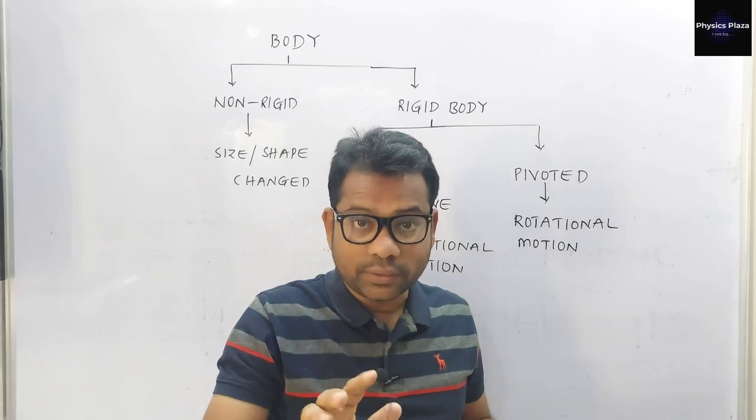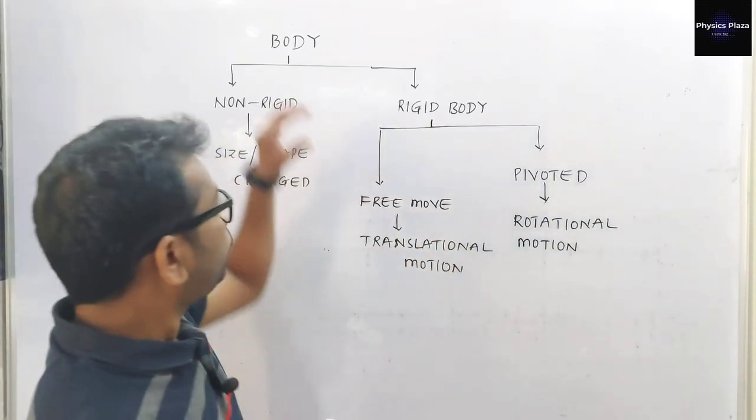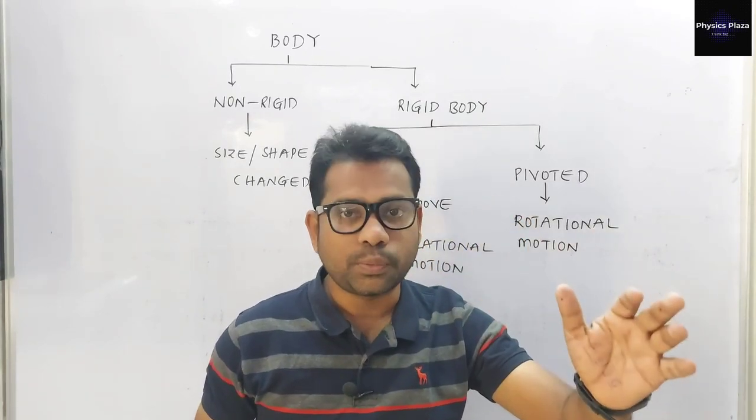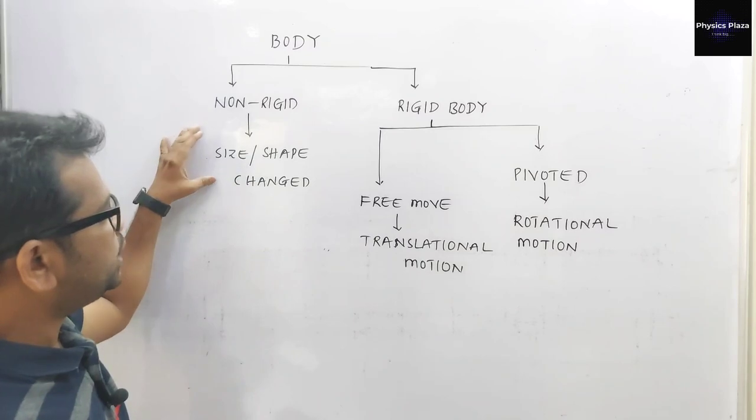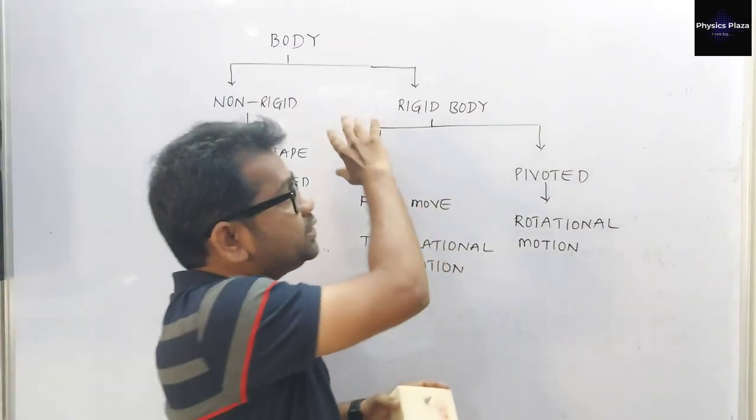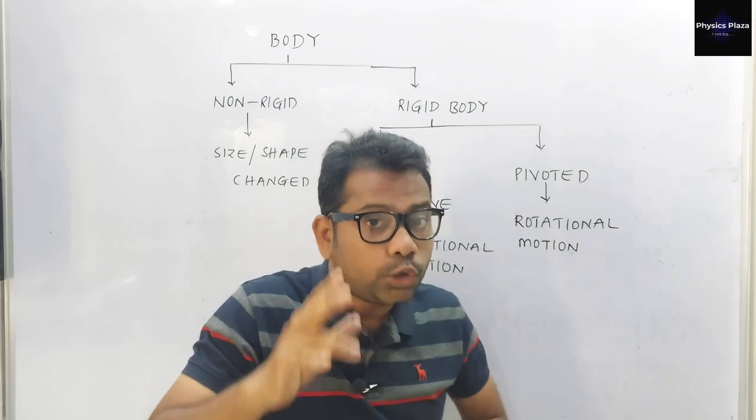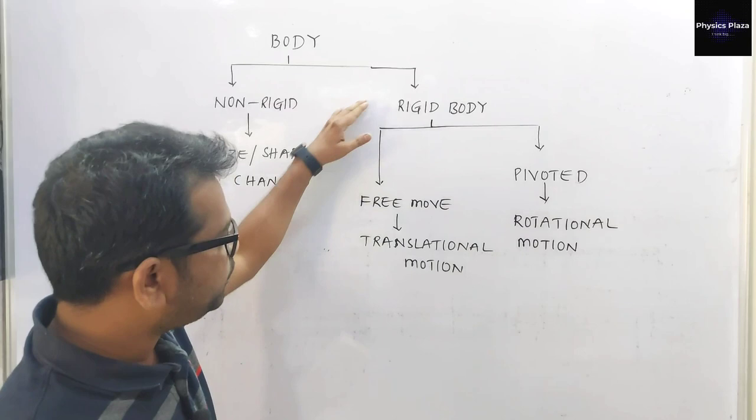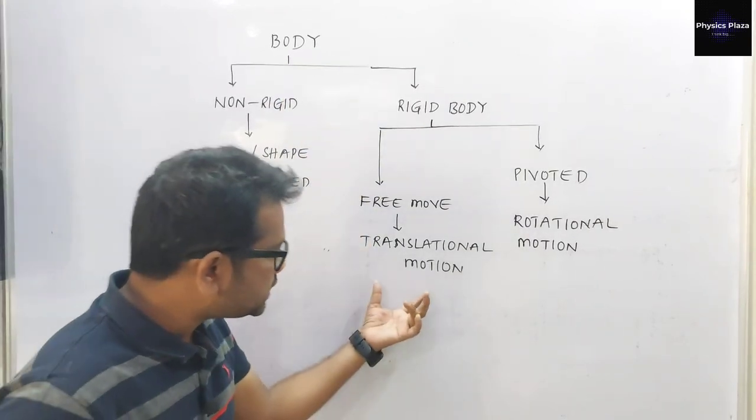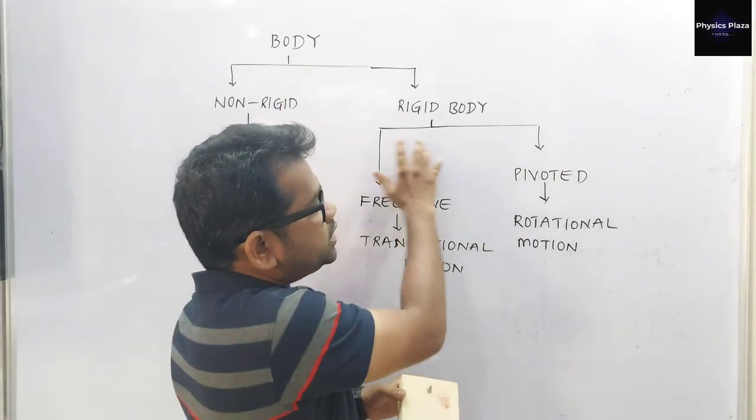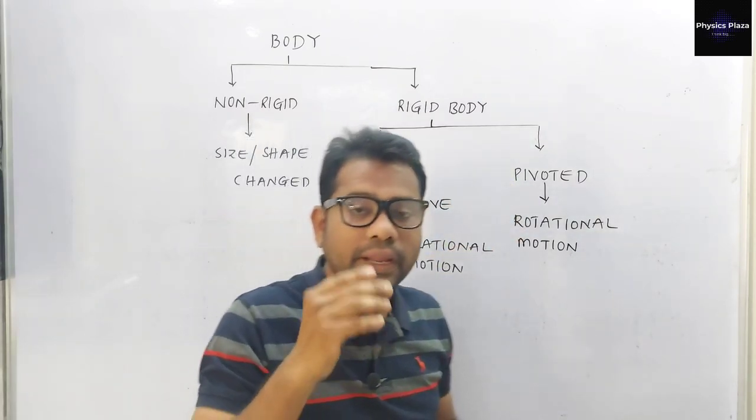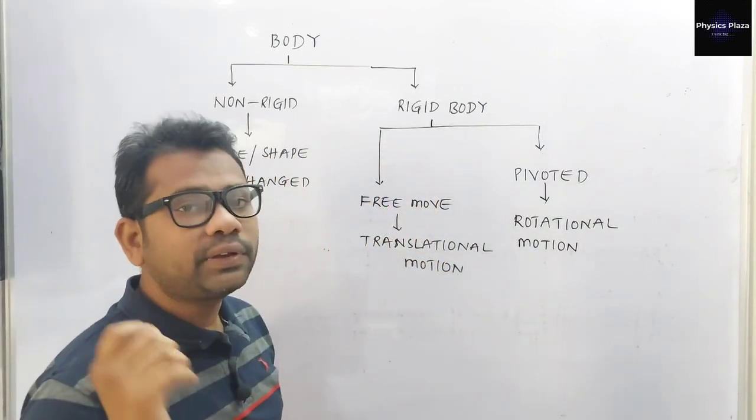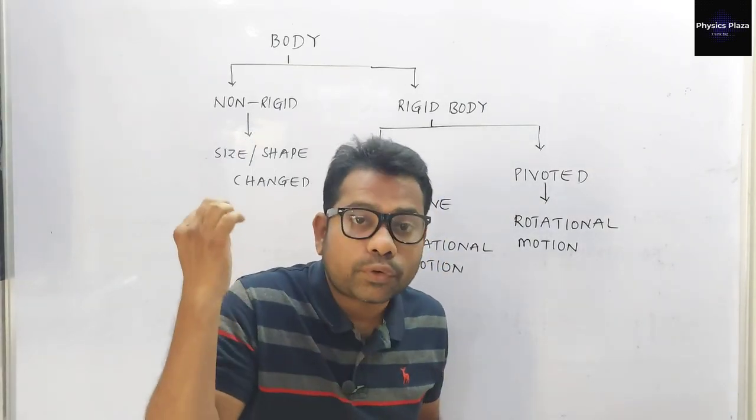So children, it's very important, and I hope it's very clear. Once again, let me tell you. What happens when force acts on a body? Again, we should think, is it a non-rigid body or a rigid body? If it is a non-rigid body, children, its shape and size is changed. Then what happens if it is a rigid body? Then we have to see two cases: whether that rigid body is free to move or pivoted. If a rigid body is free to move and force is acting on it, then it will show translational motion. Whereas if a rigid body is pivoted and force is acting, then what will happen? It will show rotational motion. Hope I am clear, children. Just copy this. Then we'll discuss the turning effect of a force.